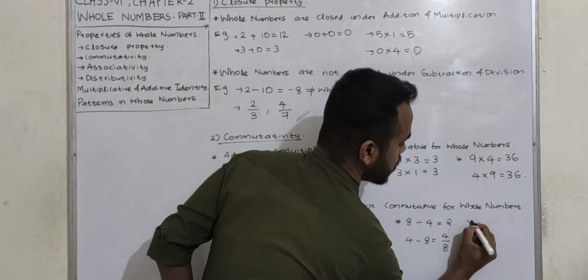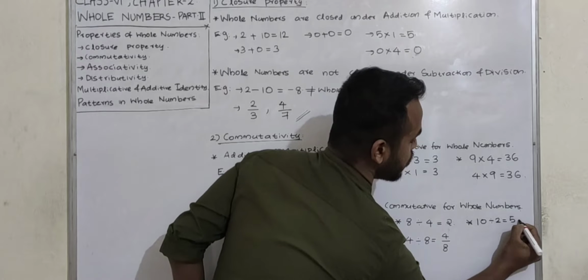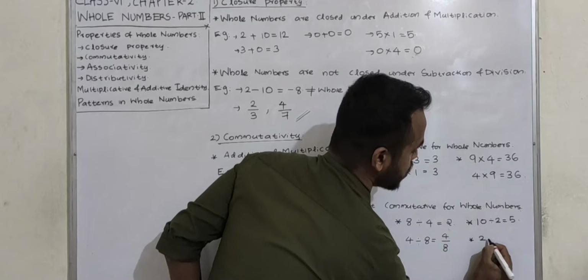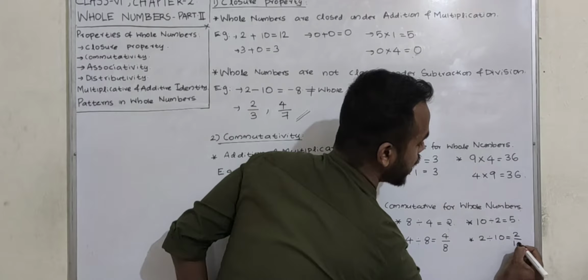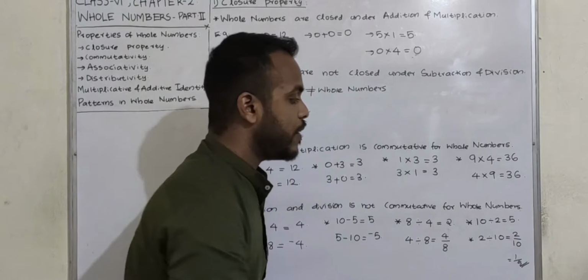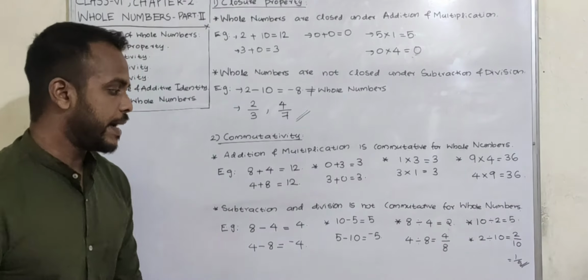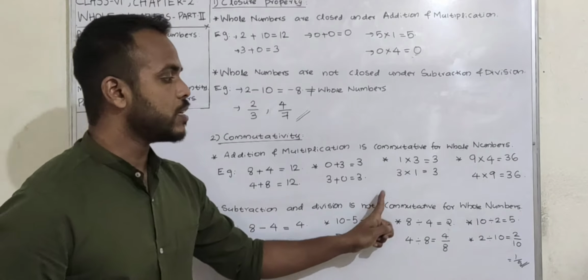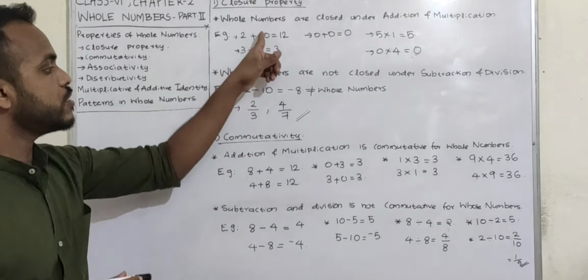One more example. 10 divided by 2. The answer is 5. But what is 2 divided by 10? It is only 2 by 10, or we can write it as 1 by 5 itself. Anyway, it is not equal to 5. So we can summarize it as subtraction and division are not commutative for whole numbers. I hope you understood these two.